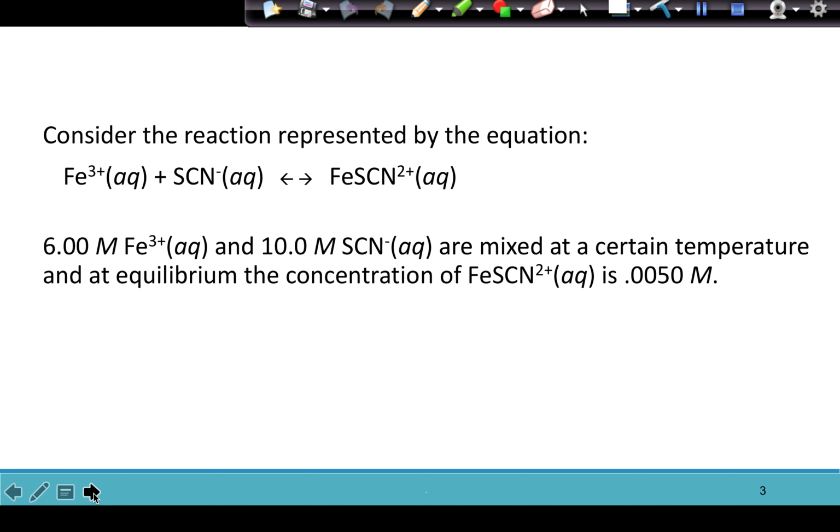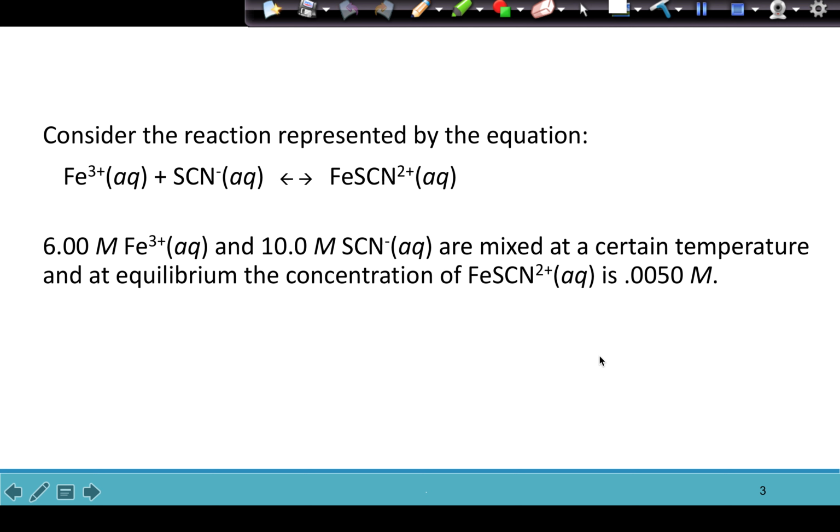And in this particular question, it tells us that 6 molar concentration of iron 3 ions, aqueous, and 10 molar concentration of this SCN minus aqueous are mixed at a certain temperature. And at equilibrium, the concentration of this iron ion here is 0.0050 molar.